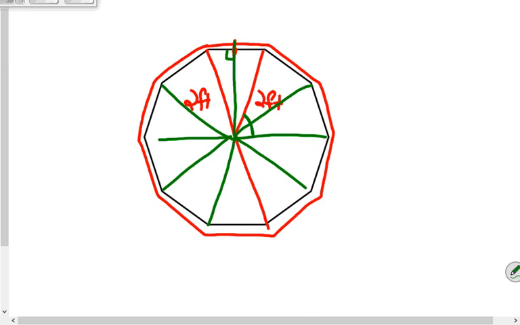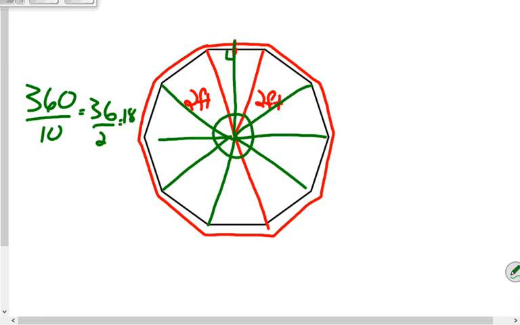All of this here, if we were to measure all the way around in a circle, what's that? 360 divided by 10 equals 36 degrees. Now, we cut that in half though, right? We drew another line. So what's half of 36? It's 18. Good. So this is 18 degrees.